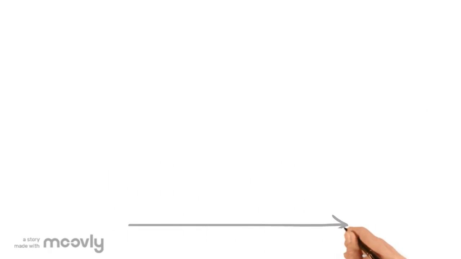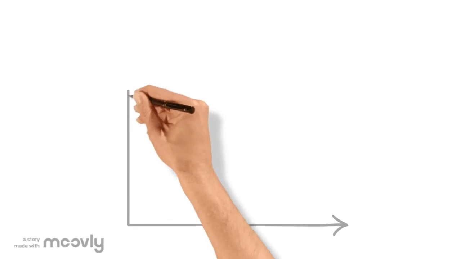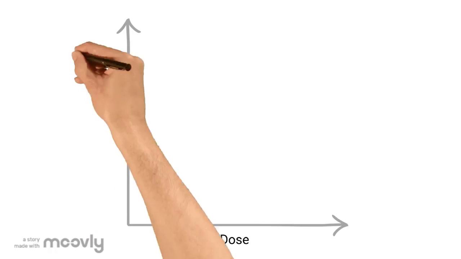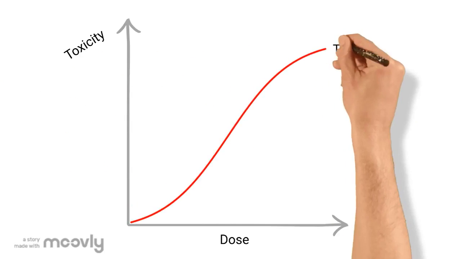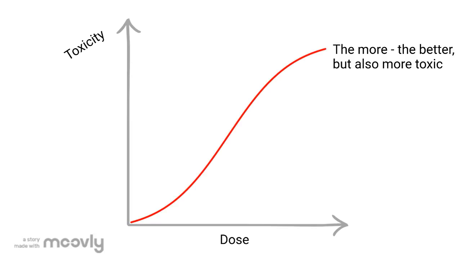Imagine that we are given several doses of a novel drug, which are displayed on the horizontal axis, and we would like to study the toxicity of the drug displayed on the vertical axis. For many drugs, it's natural to assume that the more you give, the higher the treatment effect, or in other words, the more the better. But also the higher the chances of adverse events. This increase corresponds to an increasing red toxicity curve.